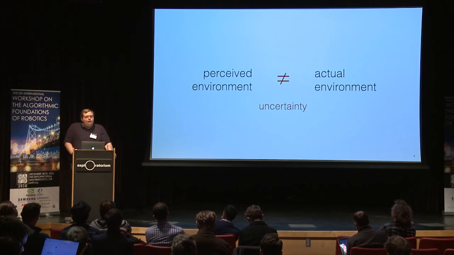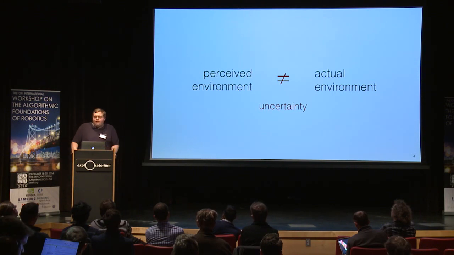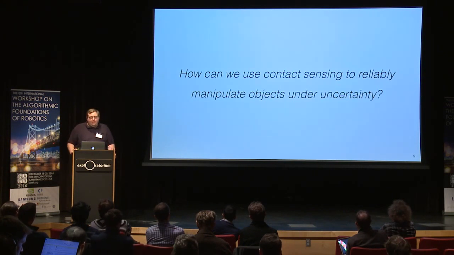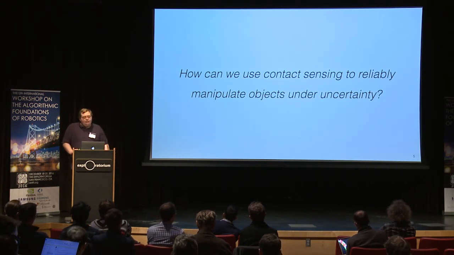This comes from numerous sources of uncertainty, everything from perceptual uncertainty to controller error to proprioceptive uncertainty. In this talk, I'm going to specifically focus on perceptual uncertainty and even more specifically talk about how we can use contact sensing to reliably manipulate objects under uncertainty.